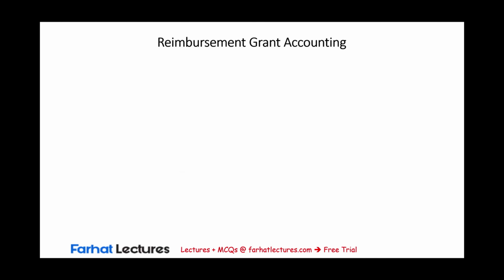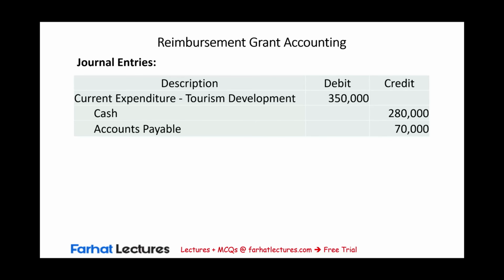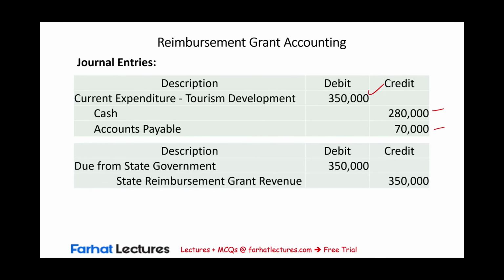Well, let's take a look at these journal entries. First, let's record the expenditure. We spent $350,000, credit cash, and the remainder will be paid later, accounts payable. Now, the state promised to pay $350 as soon as we have the expenditure. So we're going to have due from the state $350 and we have a revenue of $350. Why? Because this is coming from the state, in the form of revenue. Remember, this is revenue, this is expenditure. The net is zero, but we have to record them.